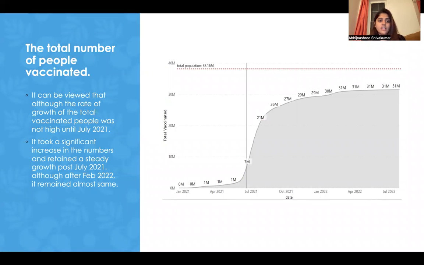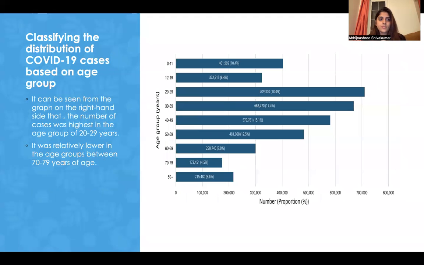And after that, we can see that there has been a retained and steady growth post July 2021, which is not a good sign as well as not a bad sign, because there has not been a decrease in them. And we can see that the people understood the value of the vaccines, which would help retain the virus.